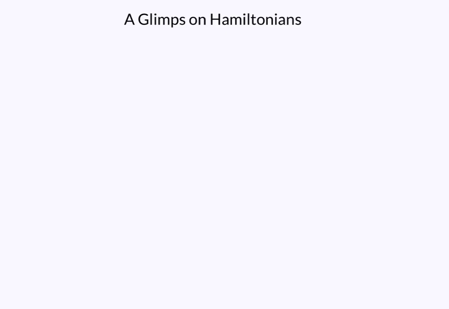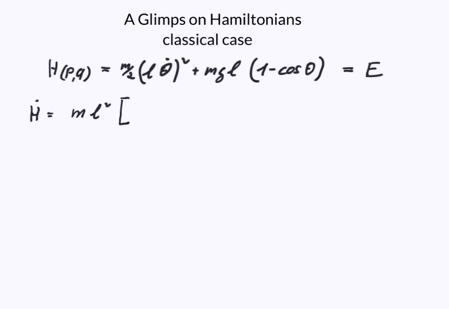Hamiltonian mechanics is a more abstract theory of classical mechanics. It is based on the definition of a function that describes the energy of the system, called the Hamiltonian. Let's consider the Hamiltonian of the pendulum that we derived earlier, and further consider the time derivative.